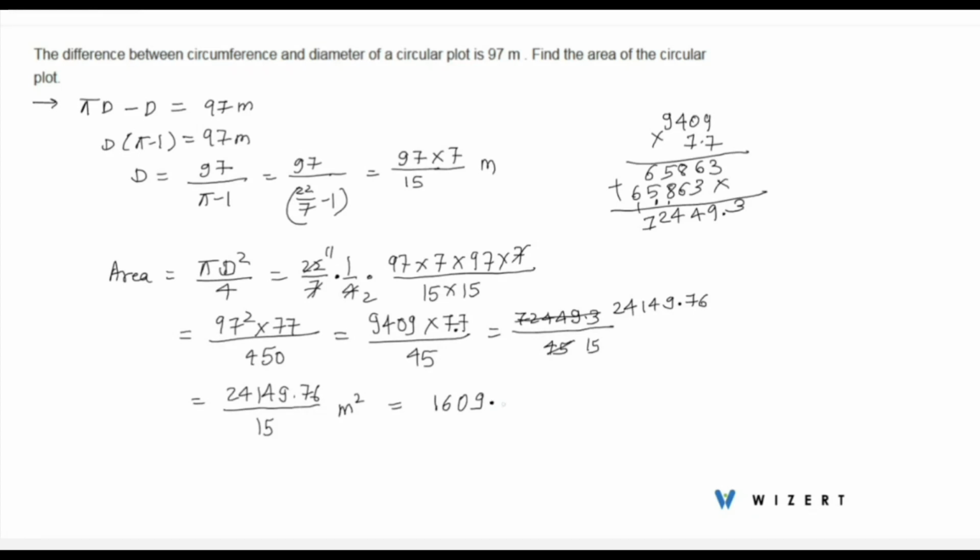So 147, we get the decimal point here, 15 nines are 135 again, so this will be 12, 126, 15 eights are 120, we are left with 6, and 60, 15 4s are 60, so we are left with 1609.984 meter square. So the required area of the circle is equal to 1609.984 meter square. This is the answer.